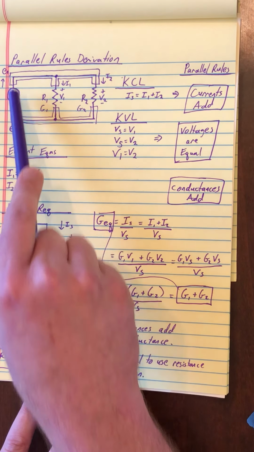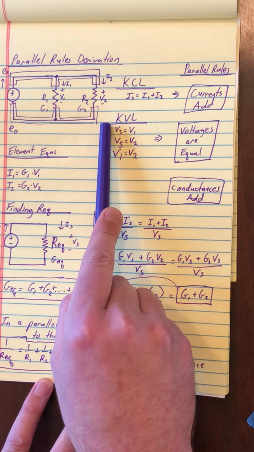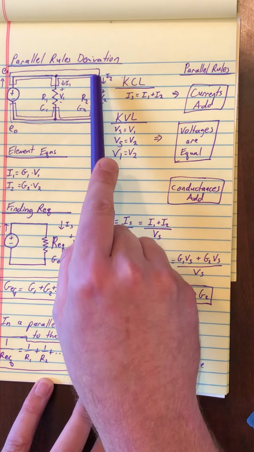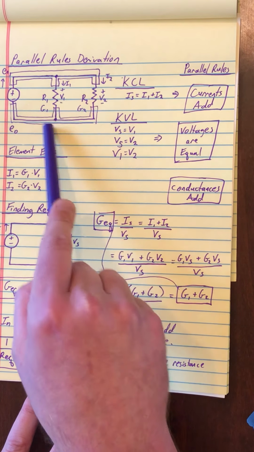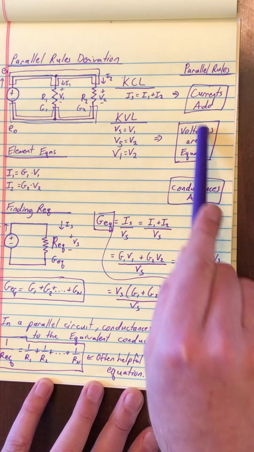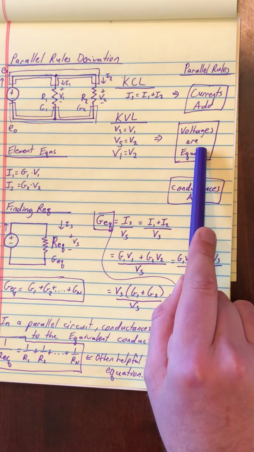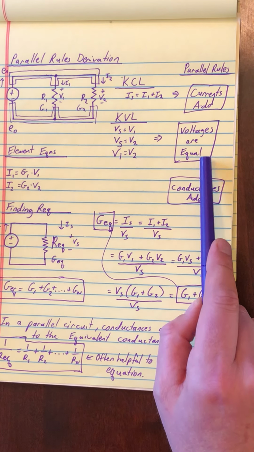And you can see that across each of these, we've established the node voltage. This whole top node is E1 and this bottom node is E0. And so the difference between the two nodes, the terminals on each of these elements, is just the difference between these two nodes, and they're all equal. So the voltages are all equal. So we can simplify KVL for parallel circuits: the voltages are all the same, which is kind of cool.